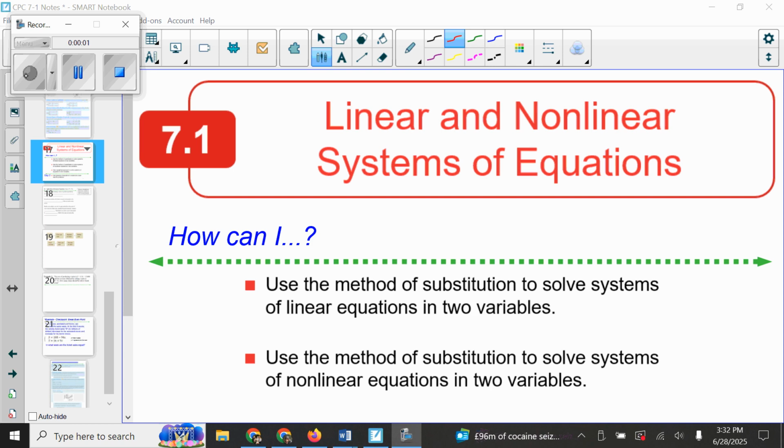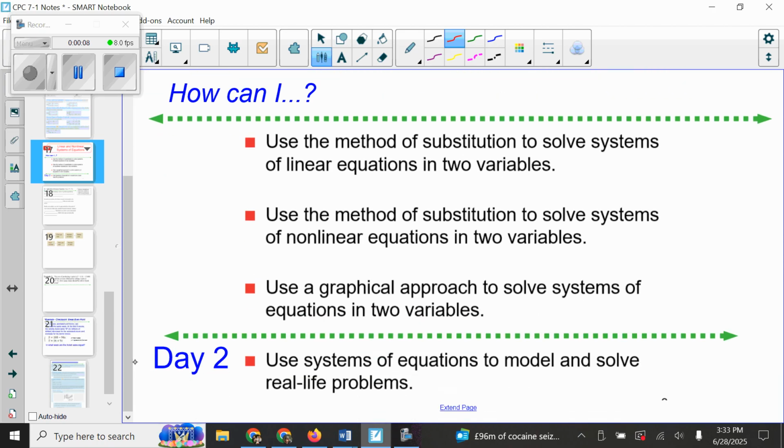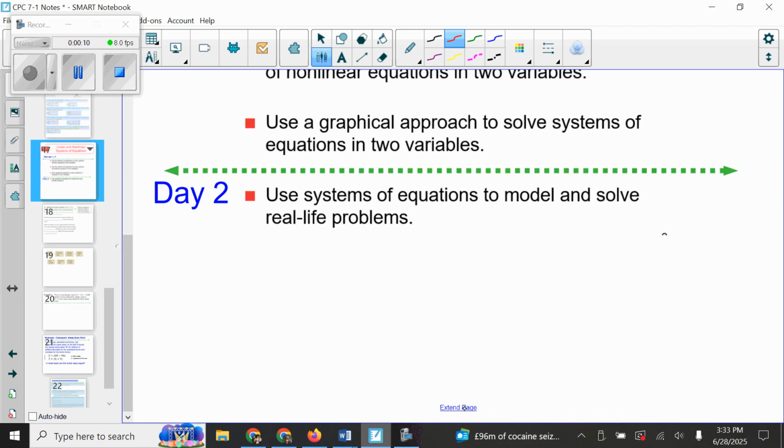Okie dokie, everybody. This is 7-1 day 2. Today, when we look at linear and nonlinear systems, we are going to take a look at how we use systems of equations to model and solve real-life problems.